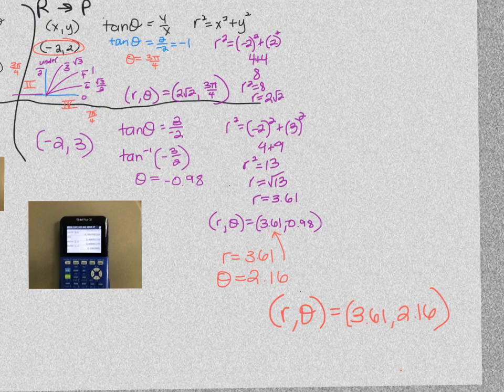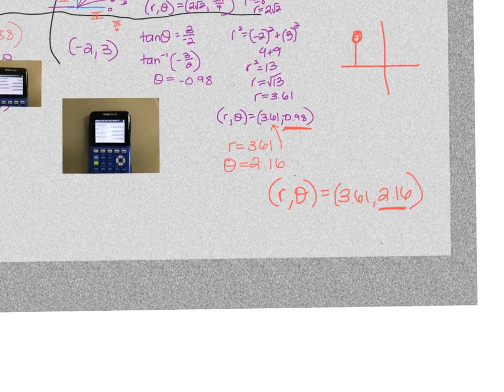Remember when we do tangent of theta, there's always two answers, right? Yes. And you have to plot the point to figure out which one it is. Yes. So if I went negative 2, 3, where should my angle be? Second quadrant. Okay. These are in radians, so it's a little bit harder to figure out.